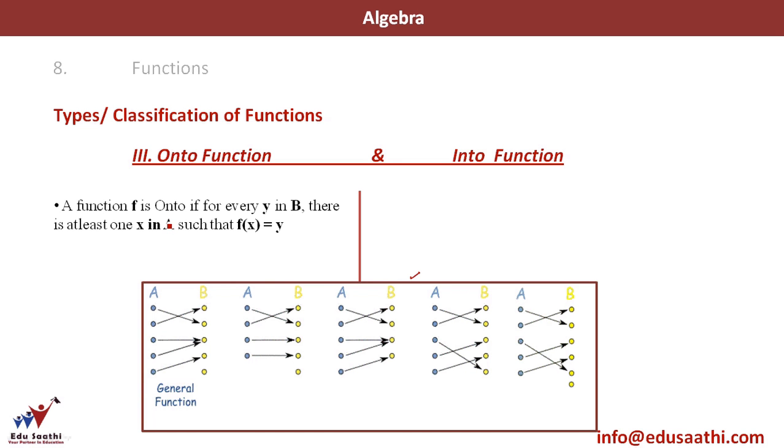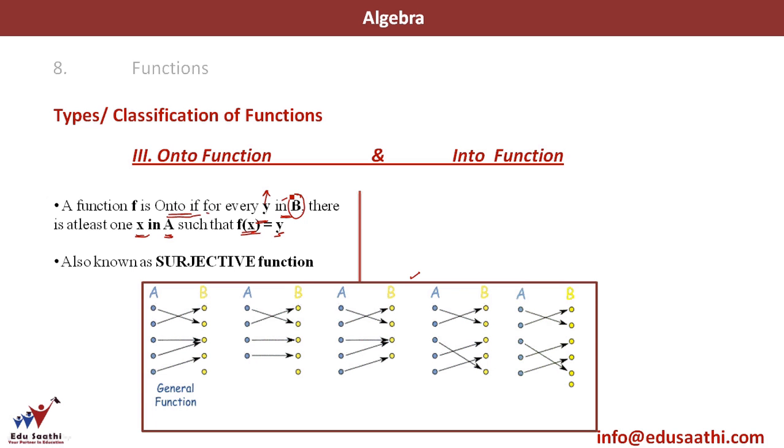A function is defined as an onto function if for every y in B, that means every output, there is at least one x in the domain. That means for every value in the set of output, there is at least one value in the input such that f(x) is equal to y. That means for every output, I should have a defined input.